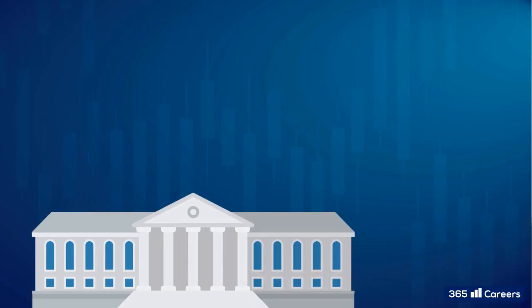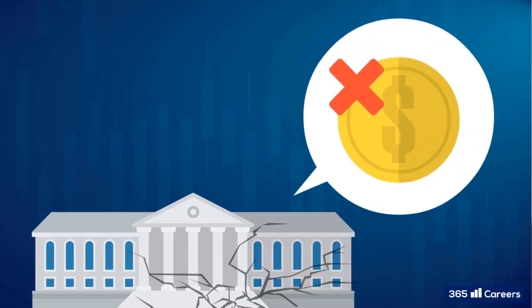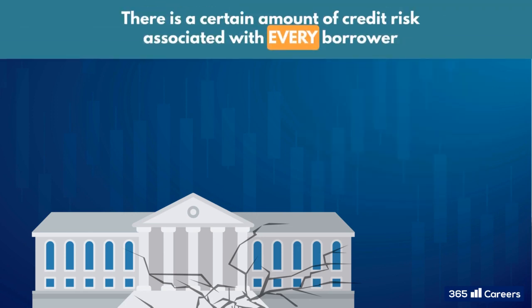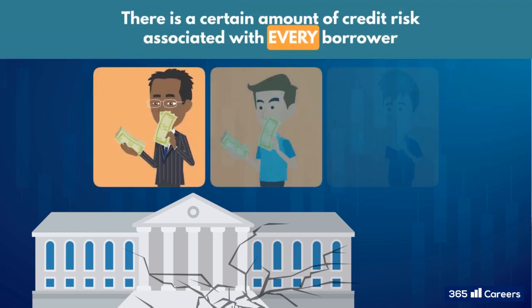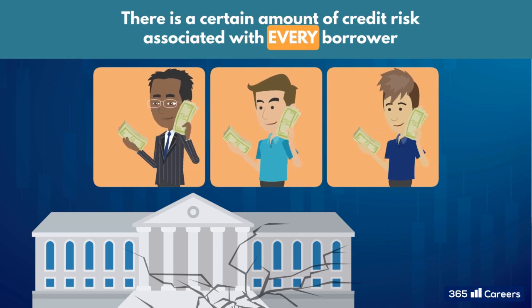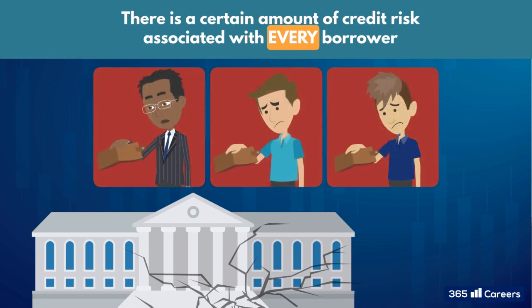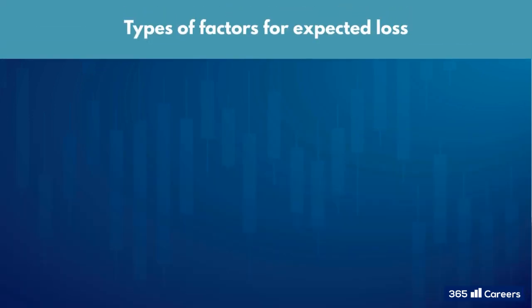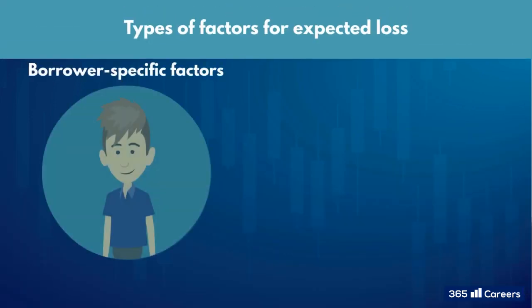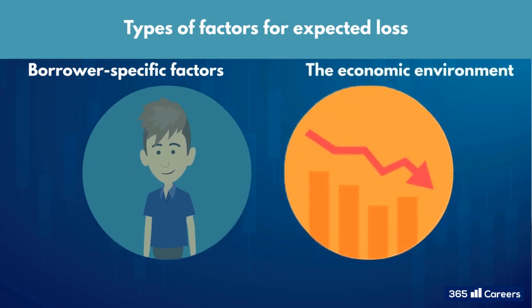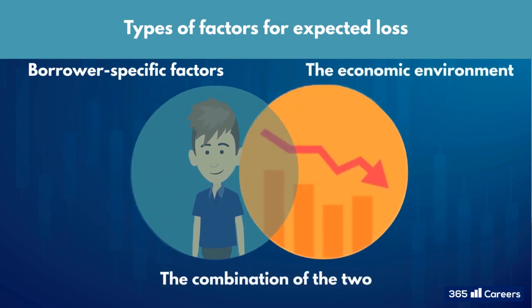It is normal for lenders to incur credit losses from every portfolio or exposure over a given period of time. In other words, lenders know that there is a certain amount of credit risk associated with every borrower. They expect that there could be a loss when lending to any borrower. Such expected loss comes as a result of different types of factors: borrower-specific factors, the economic environment, and the combination of the two.